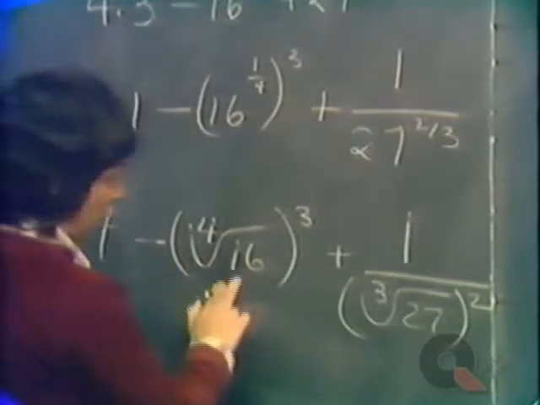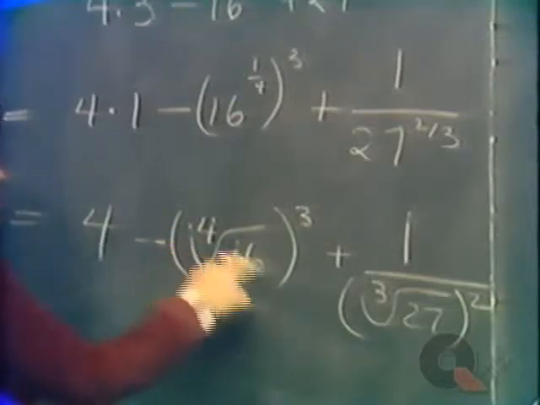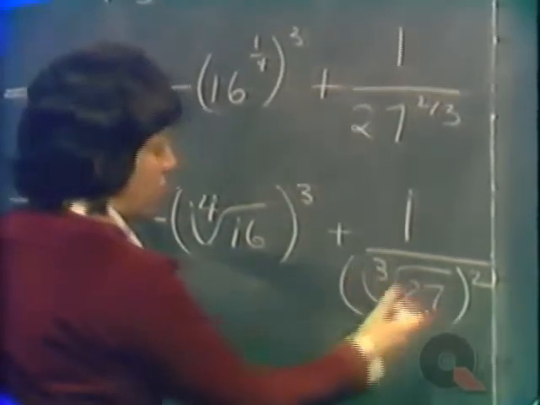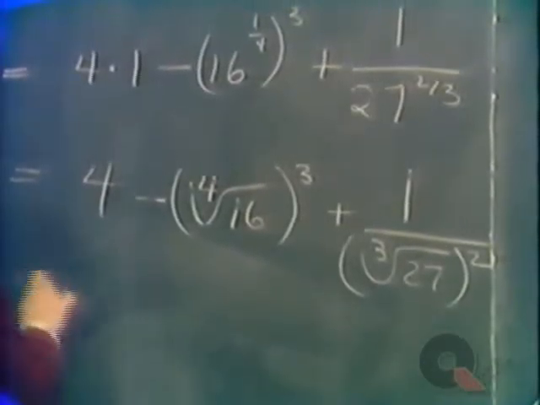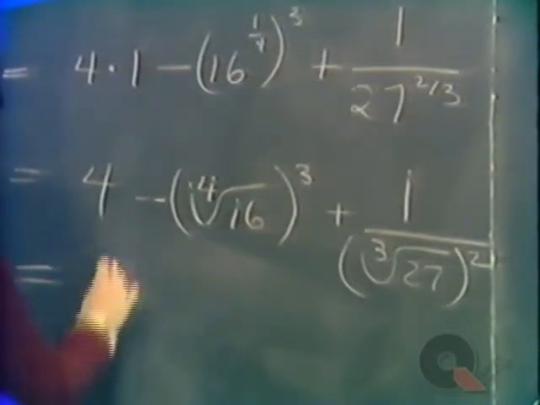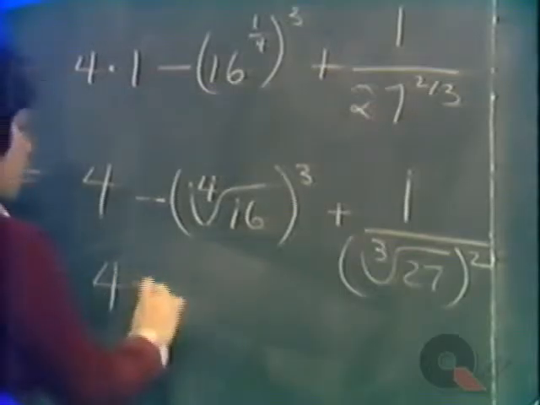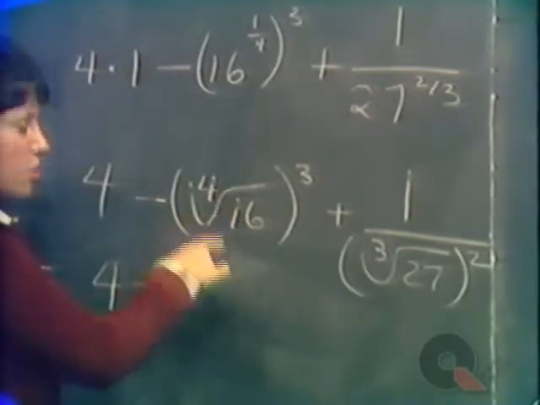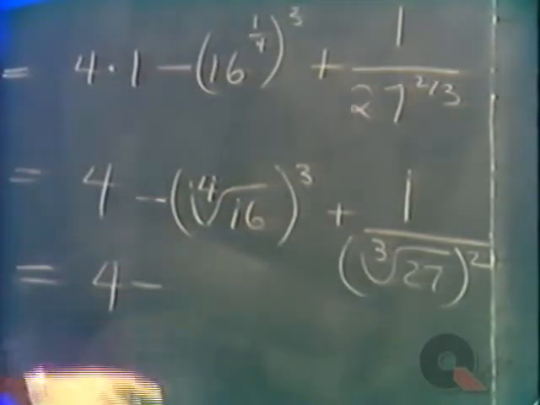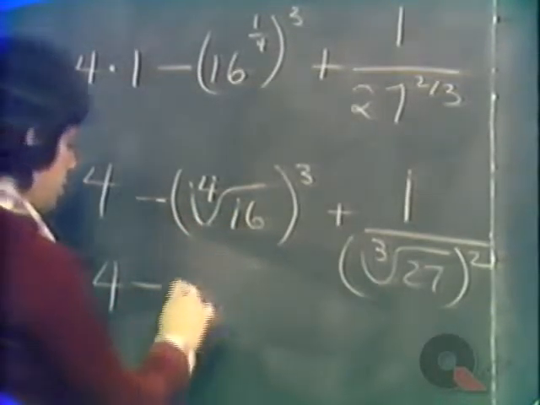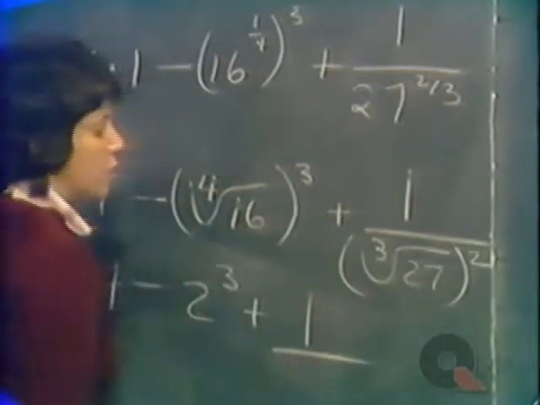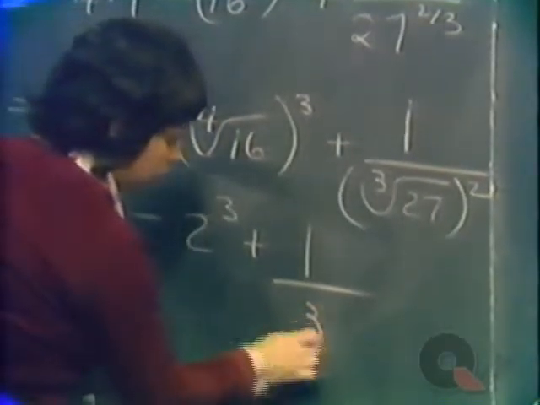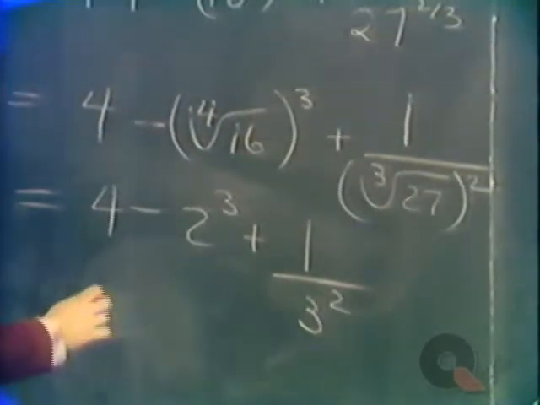Okay, now you're not finished because the 4th root of 16 can be evaluated further, and so can the cube root of 27. 27 happens to be a perfect cube. Okay, let's see what we get. 4 minus, now the 4th root of 16 is 2, because 2 times 2 times 2 times 2 is 16. So 2 cubed, plus 1 over the cube root of 27, which is 3. This is 3 squared.